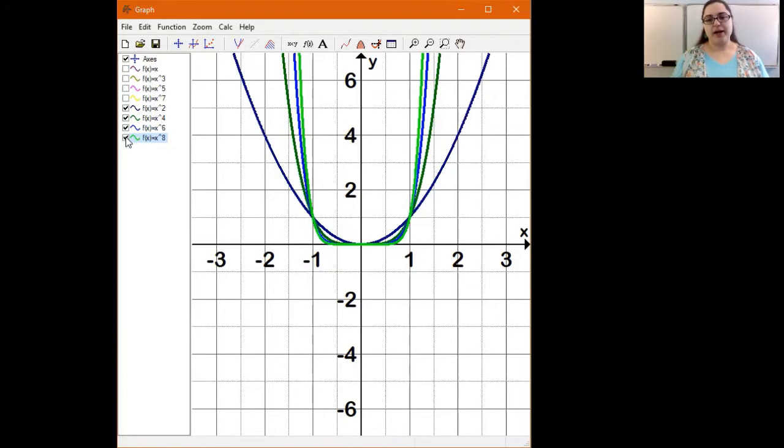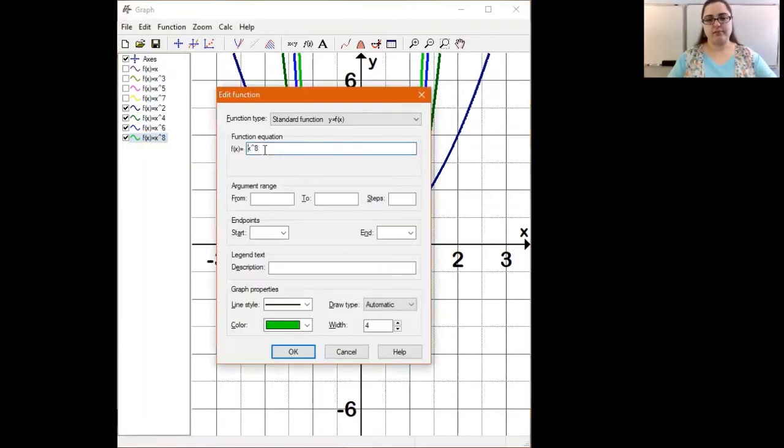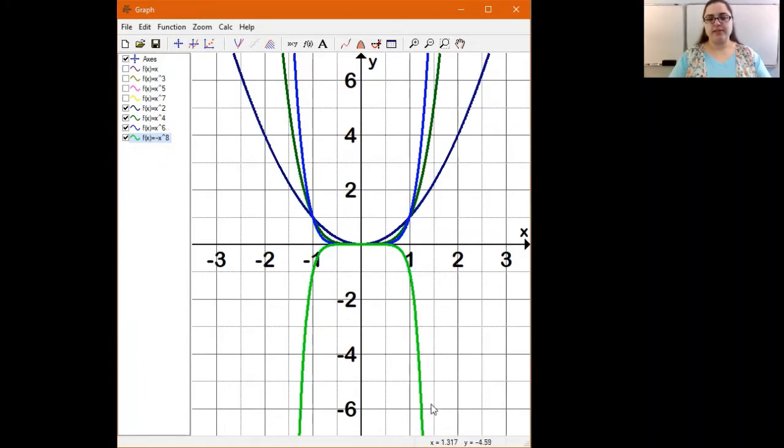And these all have a positive coefficient. If I had a negative coefficient, it would reflect it over the x-axis. And so it would be going down on both sides. So for example, if I have negative x to the eighth, now we can see it's going down on both sides.